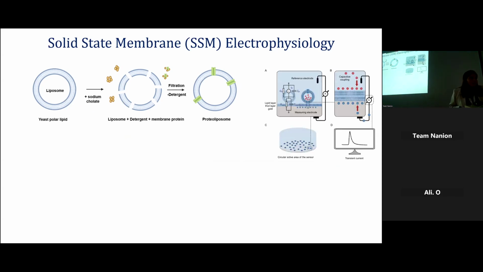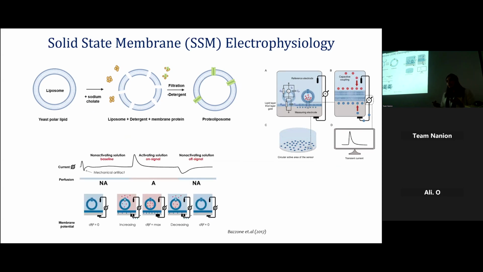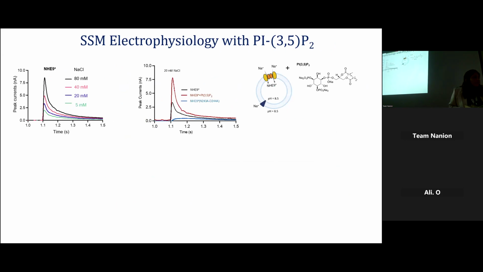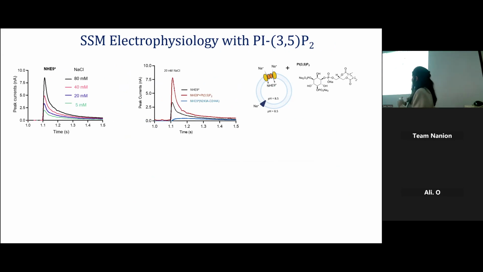These proteoliposomes are added to a sensor, and then we use choline chloride as a non-activating buffer and sodium chloride as an activating buffer, and try to measure the signals for NHE9 activity. And we could clearly see that with increase in concentration of sodium, NHE9 showed that it's active. And then when we have PI3,5P2 with the protein, it was more active.